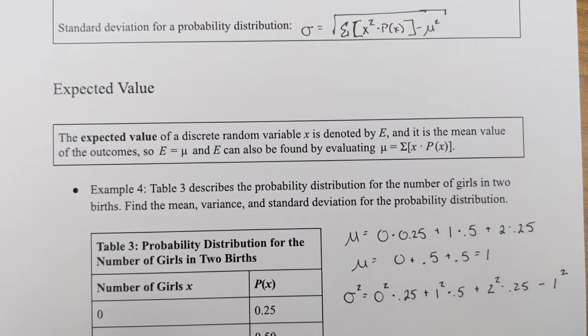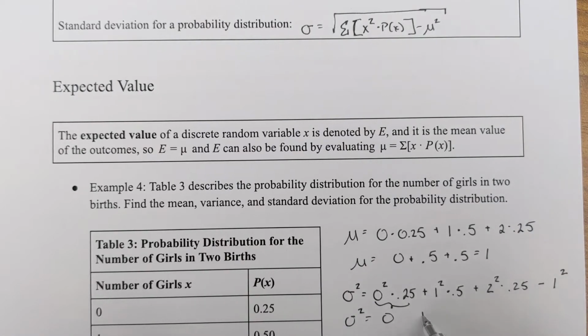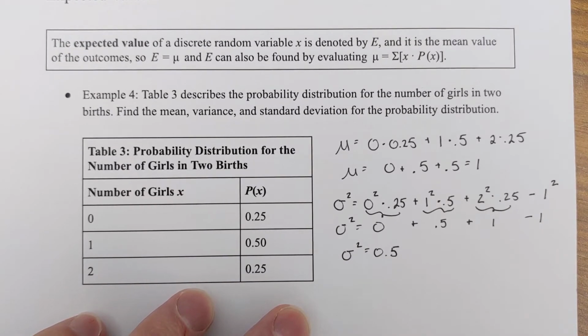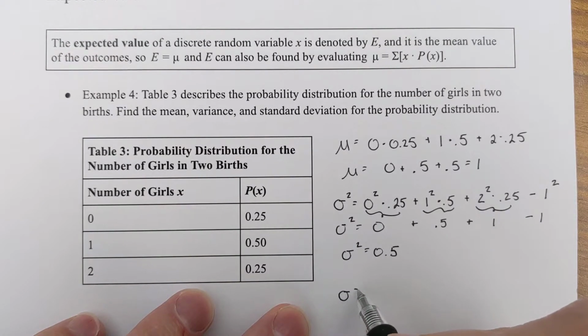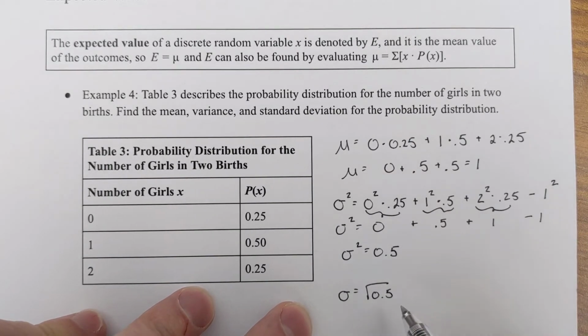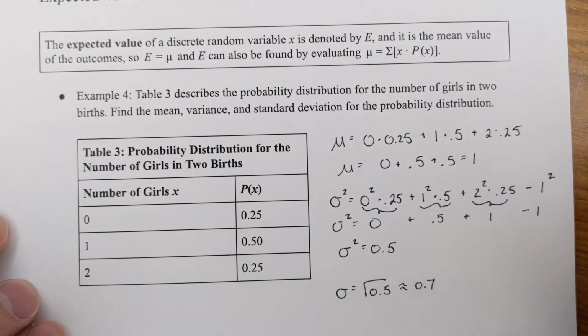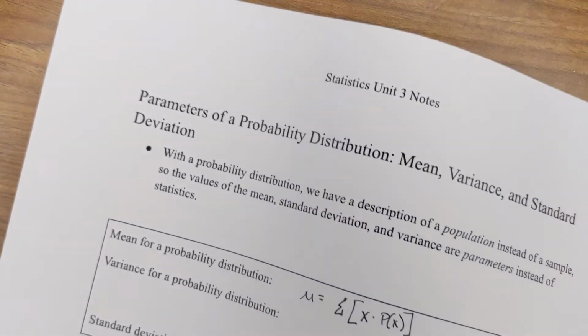So this is 0 plus 0.5 plus 1 minus 1. So the whole thing, the variance is 0.5. The last thing, the standard deviation, that's just sigma, which is the square root of the variance. So we'll call that about 0.7. So there you go. That's how you do it using these lovely formulas.